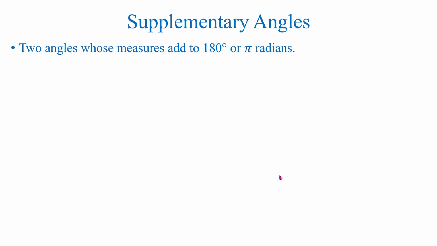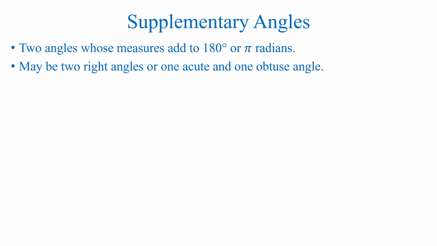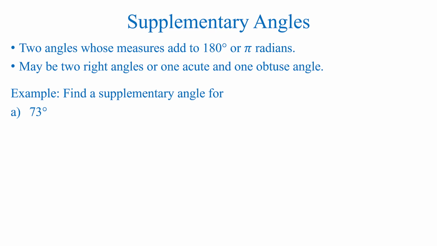Supplementary angles are two angles whose measures add to 180 degrees or pi radians. They may be two right angles or one acute angle and one obtuse angle. To find a supplementary angle for 73 degrees, all we do is take 180 degrees minus 73 degrees, and that results in 107 degrees as our supplementary angle here.